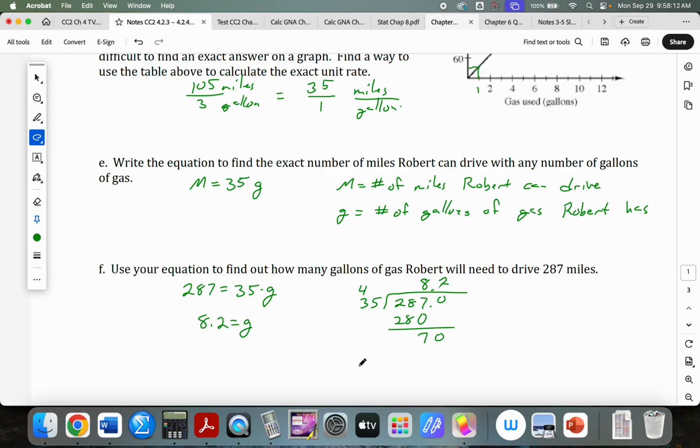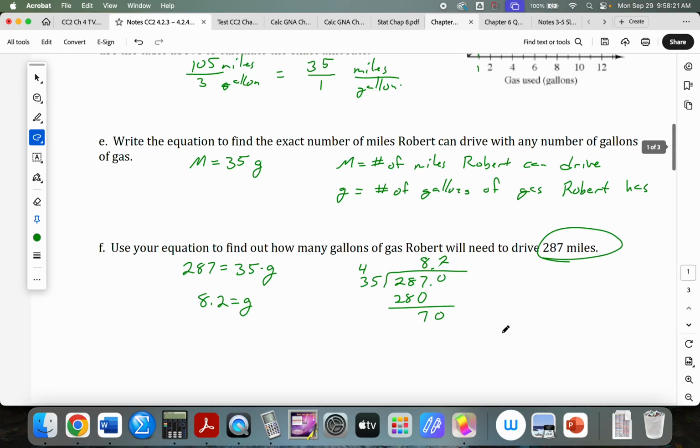Yes, ma'am. Where did we get the 287 again? I was given in the problem. Oh, yeah, sorry. All right, let's go on to page 2.